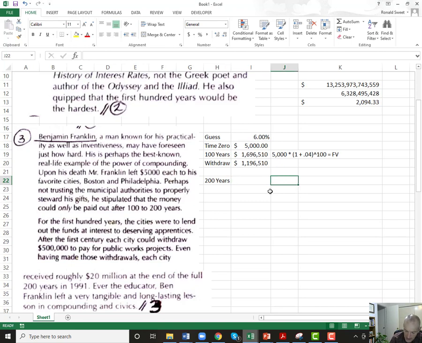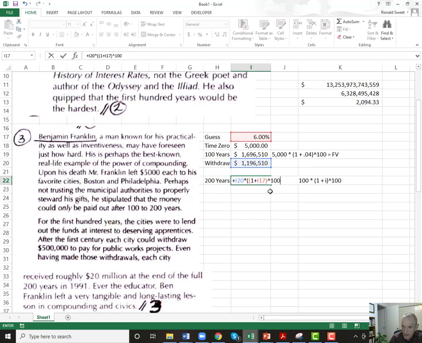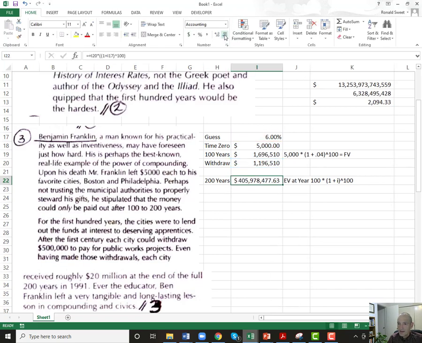So here they're going to take the ending value at year 100 times 1 plus our i raised to 100 again. So here we'll take that $1,196,000 times 1 plus our rate, and we'll invest it for another 100 years, and that should give us $20 million. But it doesn't. It gives us $406 million. So Ben Franklin wasn't assuming a 6% return. So what was he assuming? We should have $20 million at the end of that. So what rate was he assuming?